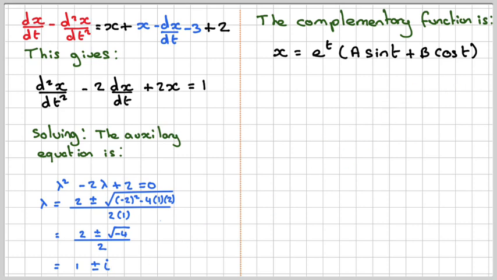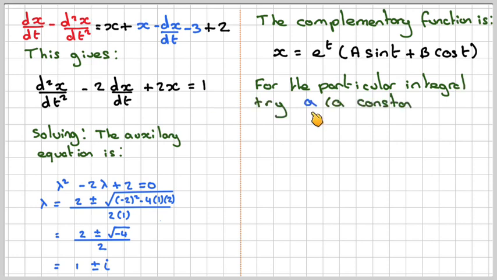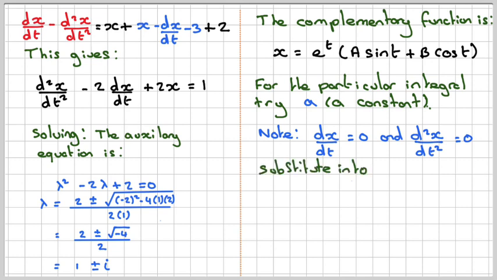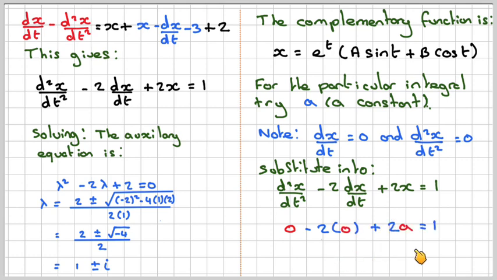Makes life very easy. Okay, next thing we're going to do is find the particular integral. Because we've just got a constant term, we're just going to try the letter a as a constant, and we'll substitute that back into the differential equation, noting that dx/dt will be 0 and the second derivative will also be equal to 0. So substituting into the differential equation, we're going to have 0 minus 2 times 0 plus 2a is equal to 1, so a is equal to a half. Okay, we're getting there, just one more slide to go.